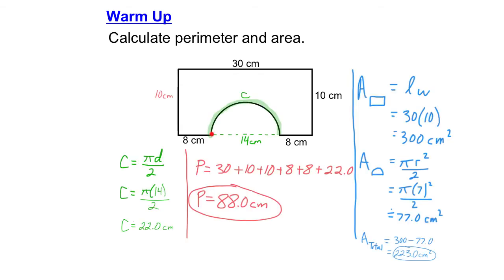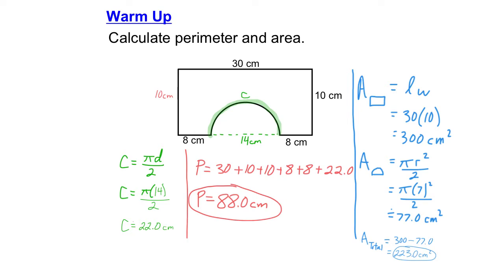I started by finding out the distance around this curved part of the shape. I noticed that it was a semicircle, so I used the formula for the circumference of a circle and divided it by 2. I knew that the diameter was 14 centimeters because this side is 30 centimeters, so the total had to be 30 centimeters on the other side too, so I just subtracted the 8 and the 8, and it left me with 14 centimeters. So when I calculated the circumference of this semicircle, it was 22 centimeters.